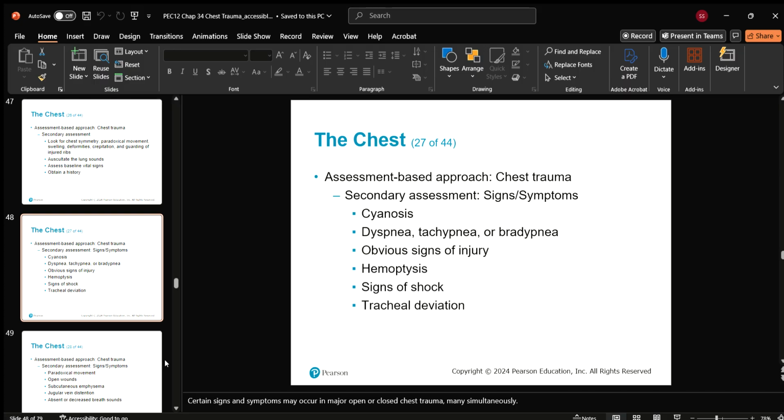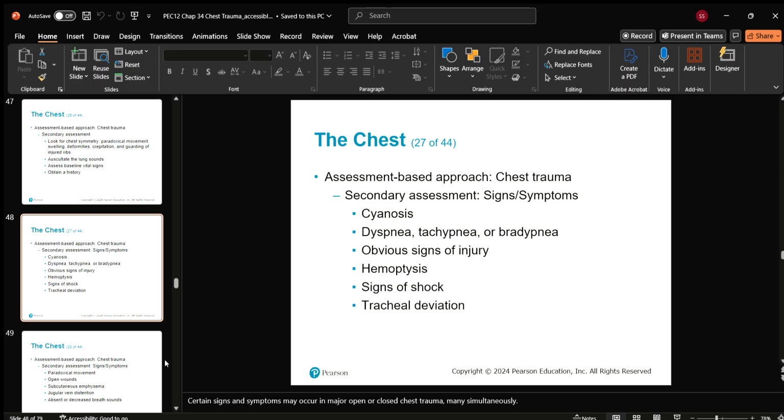Signs of shock. So, inadequate blood pressure. They are cyanotic or they are pale. They have that pale, cool, clammy skin. All right, we're going to go ahead and treat for shock, keep them warm, give them oxygen, and rapidly transport.